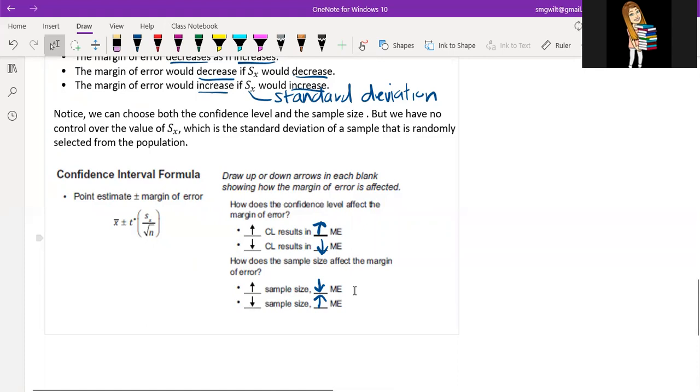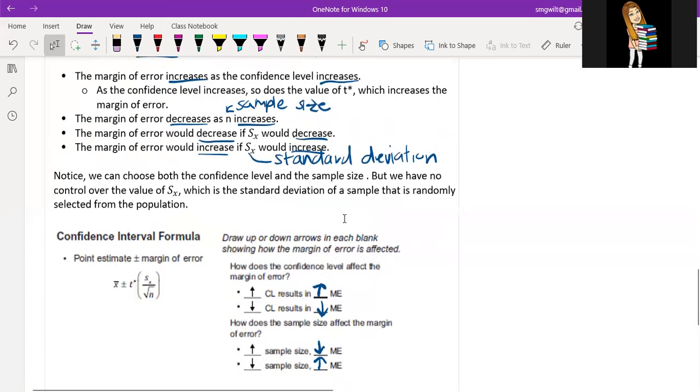So this is the same as what we learned in the last unit. The only thing that is new here is that the margin of error would decrease if the sample standard deviation would decrease, and it would increase if the sample standard deviation would increase.